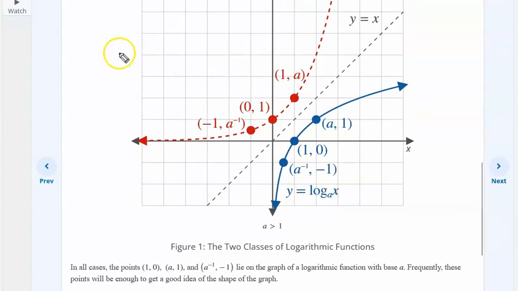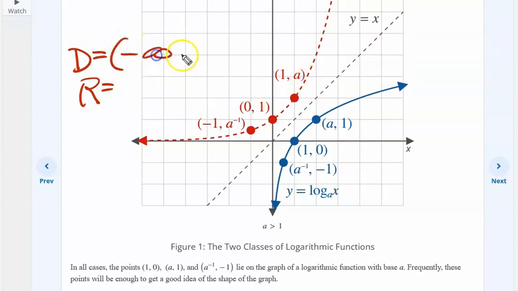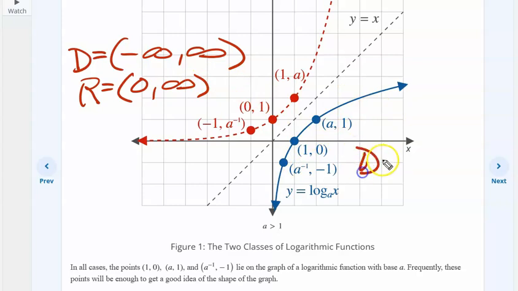The domain and range of the exponential function, remember, the domain was from negative infinity to positive infinity, and the range, which was y values, never reached 0, so we have 0 comma positive infinity. But for the logarithmic form, the inverse of this, the domain is going to be, again, it never reaches 0.